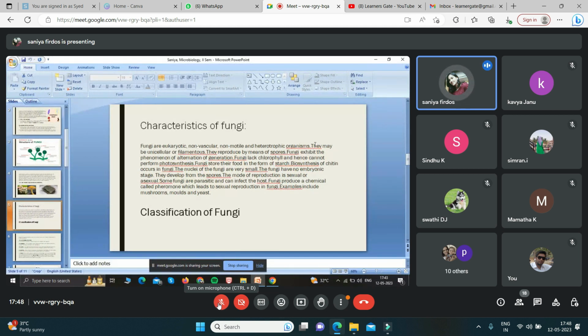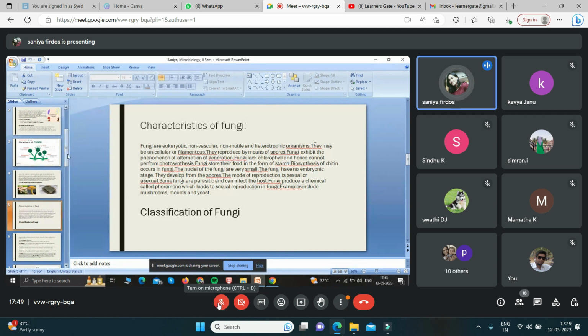They suck up all the nutrients which the host produces. Also, they can infect the host. Fungi reproduce a chemical called pheromone, which leads to sexual reproduction of the fungi. Examples include mushrooms, molds, as well as yeast.